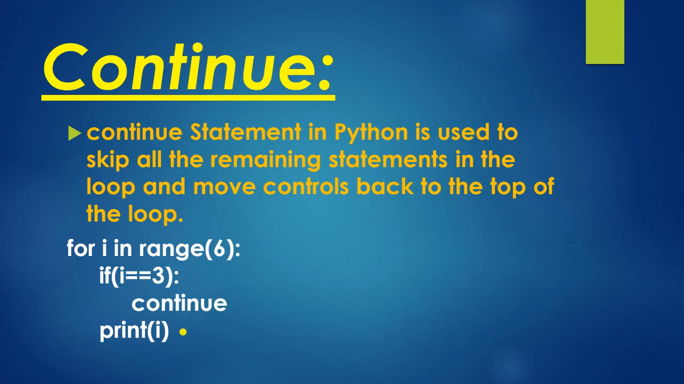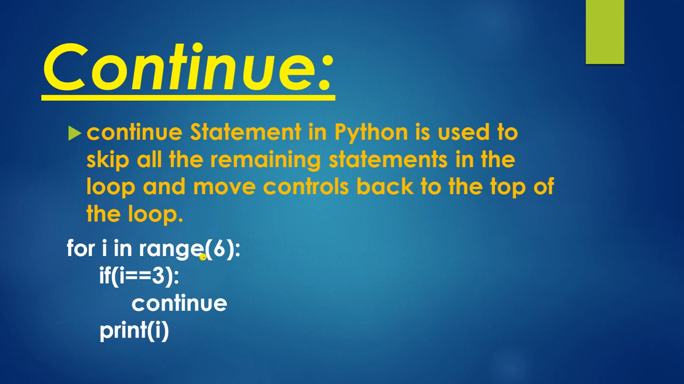Now next is continue. The continue statement in Python is used to skip all the remaining statements in the loop and move control back to the top of the loop. In this, it first sees the loop for i in range 6, so it will run 0 to 5. When the value of i becomes 3, it will continue, because continue skips all the remaining statements in the loop and moves control back to the top of the loop. Again the loop will go there.